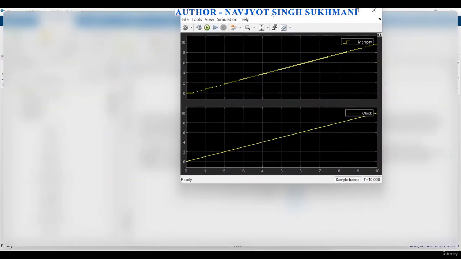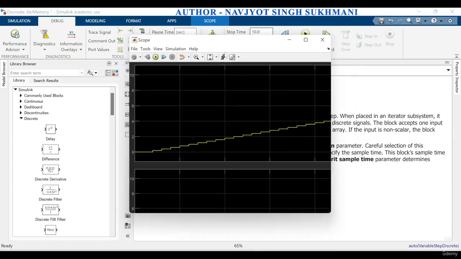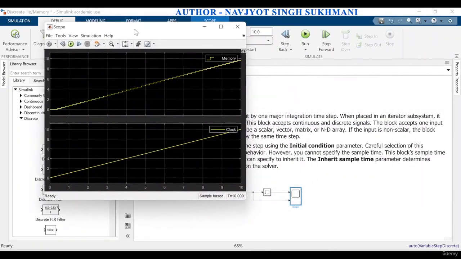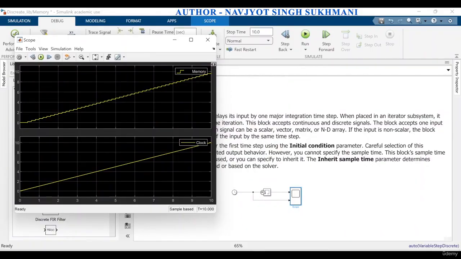So here you can see the clock is connected to the memory and the memory is connected to the scope. The clock output increases continuously, but the memory output increases stepwise. That stepwise increase is shown by this memory block. The memory block is simply holding; it will not show us the output directly for every small sample step.